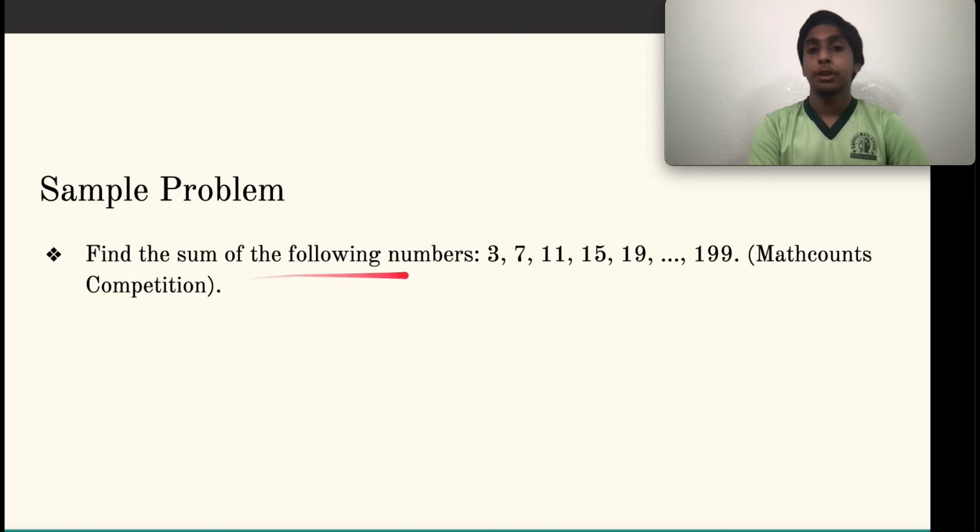Okay, so here's a sample problem. Find the sum of the following numbers: 3, 7, 11, 15, 19, all the way to 199. So here's a tip: don't add this manually, it's going to take forever. You want to find your pattern here, and then you're going to have to find your nth term, or the number of terms in the sequence, and based on that you can find your sum. So go ahead, pause the video, and try to solve this one.